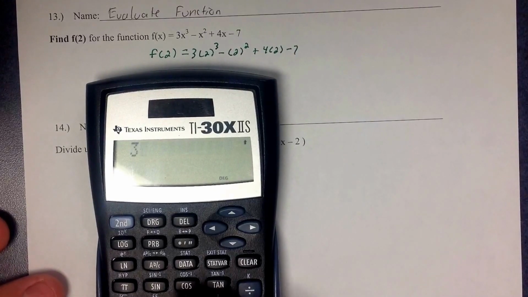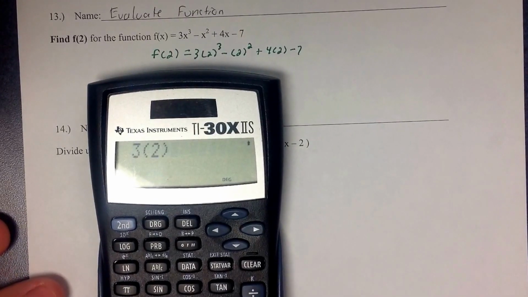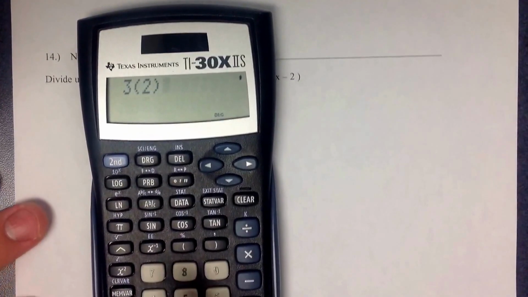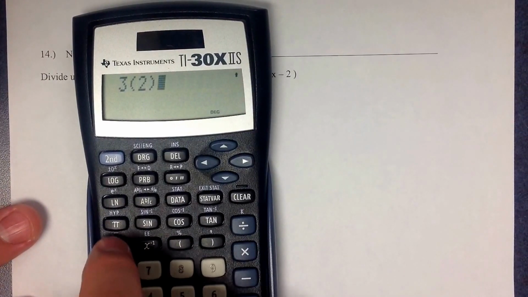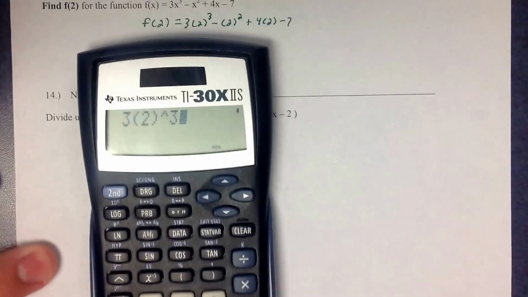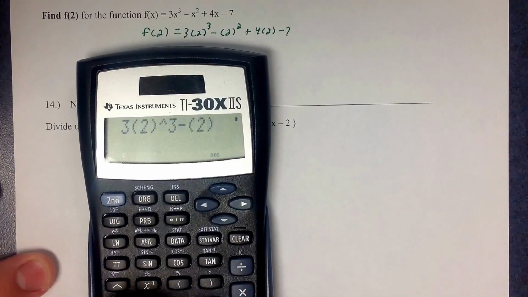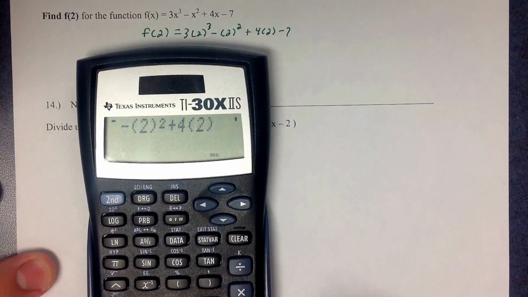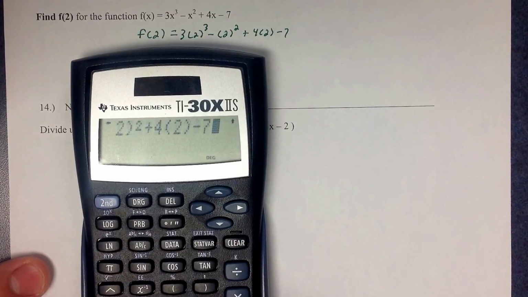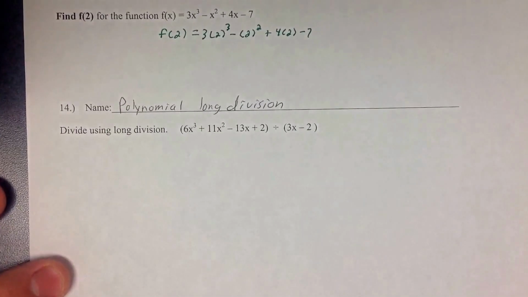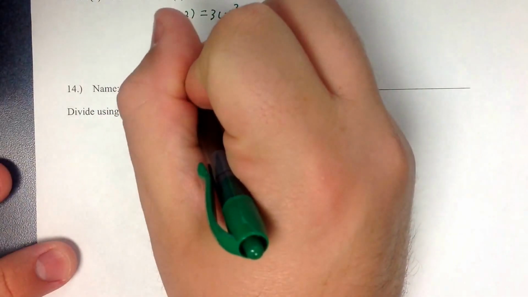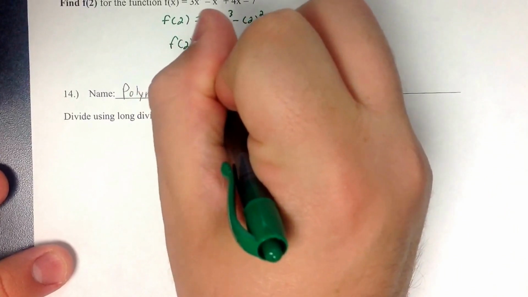So 3 parentheses 2. If you want to take something to the third power, you've got to hit the caret key, then to the third. Then I got minus parentheses 2 squared plus 4 parentheses 2 and then minus 7. So I get 21. So I would write f of 2 equals 21.